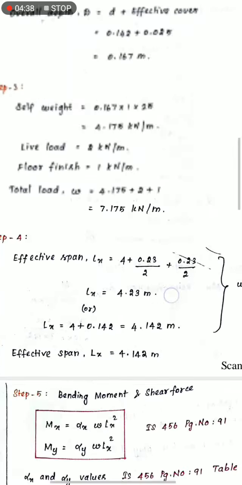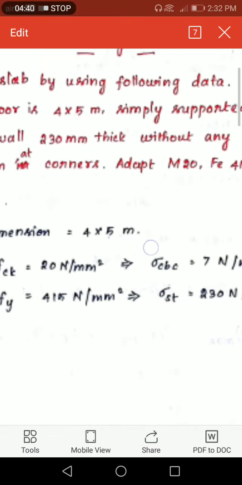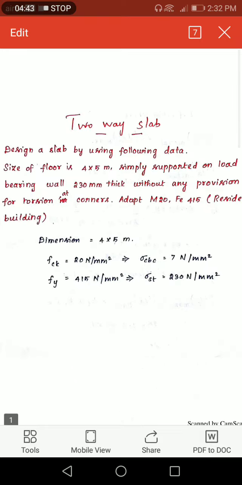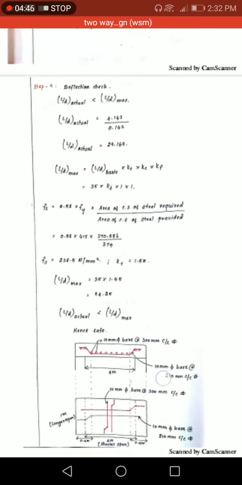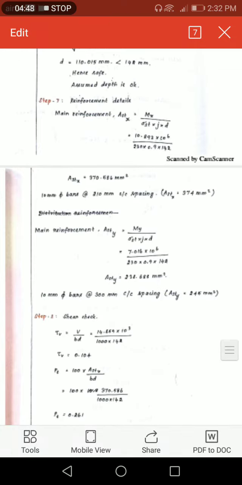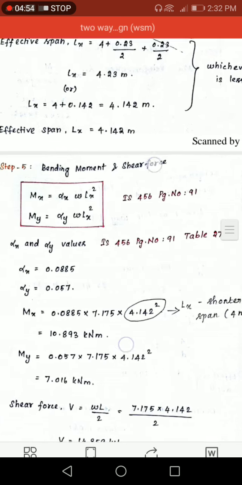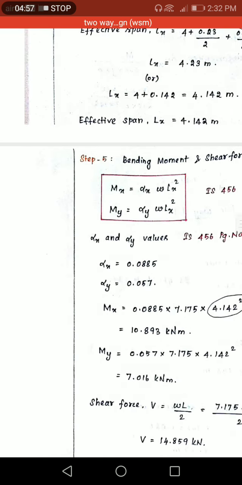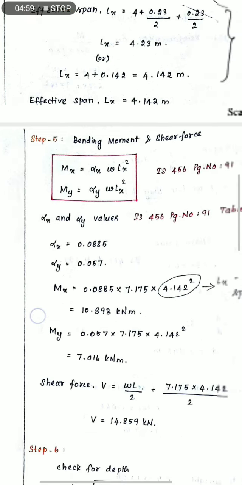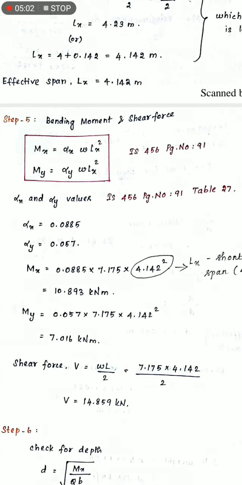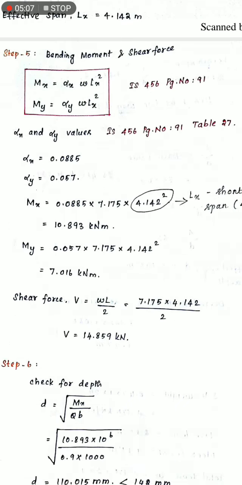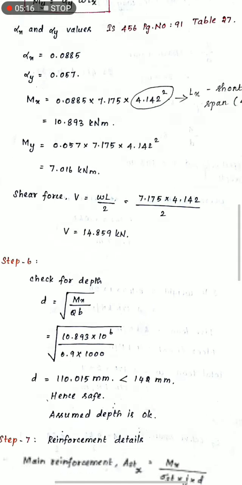In your problem, read very carefully: without any provision for torsion. So you can go for table 27. The alpha x and alpha y values are read out. So Mx equal to 10.893 kilonewton meter, My equal to 7.016 kilonewton meter. The shear force value is W Lx by 2. Therefore, V equal to 14.859 kilonewton.